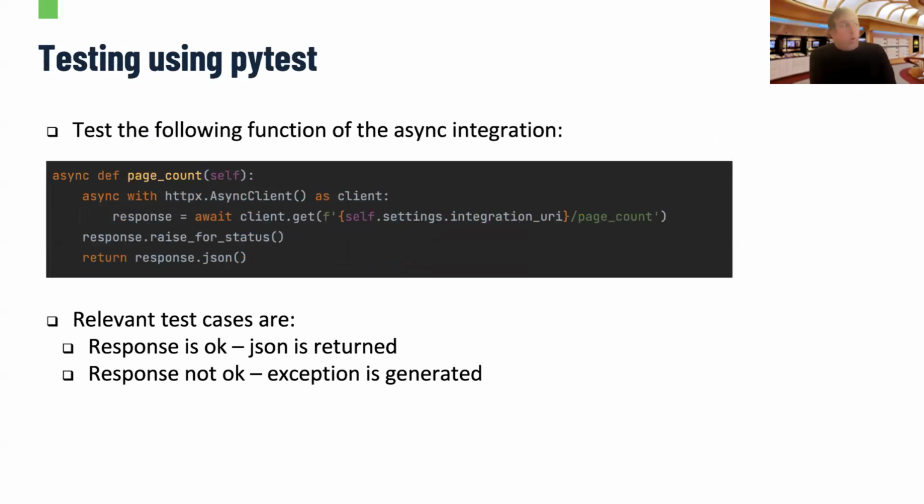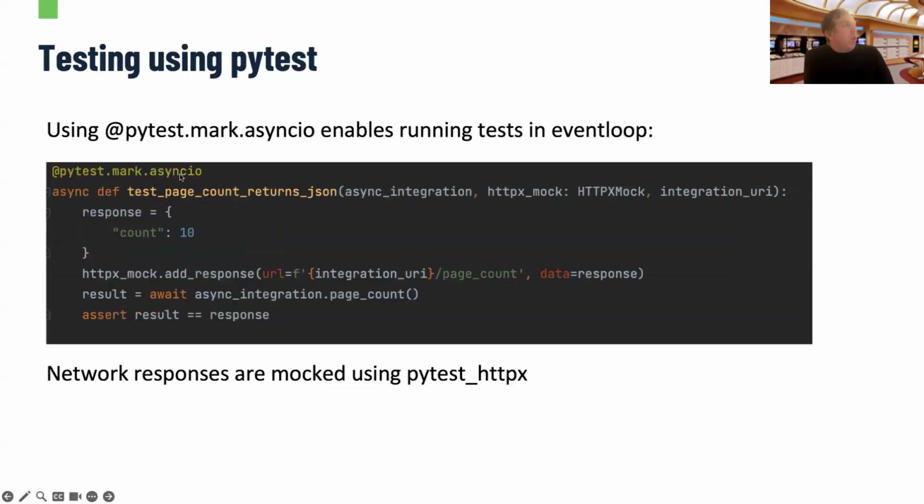Regarding testing, if you look at these coroutines, what I want to test here is maybe the functional response, something like a happy path, and maybe an exception to test the raise for status. The important part is to mark your test with pytest mark asyncio. This allows you to run tests in an async context.